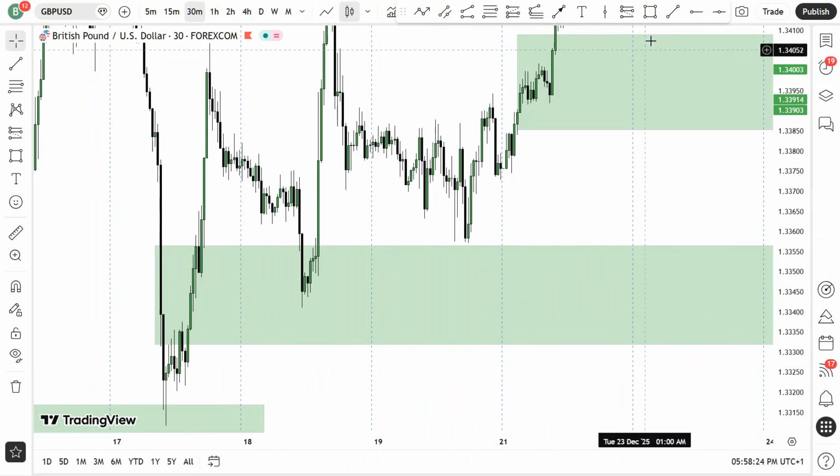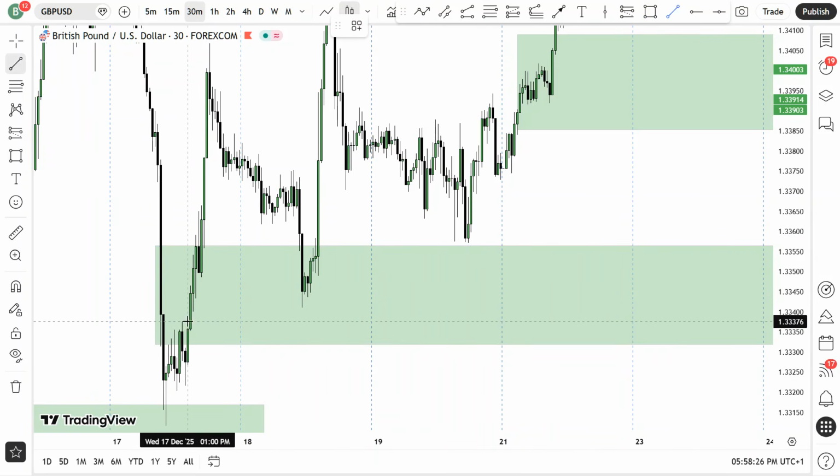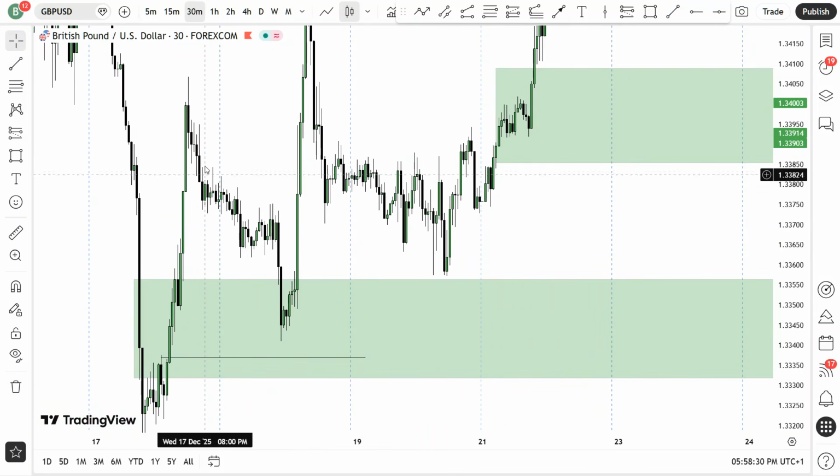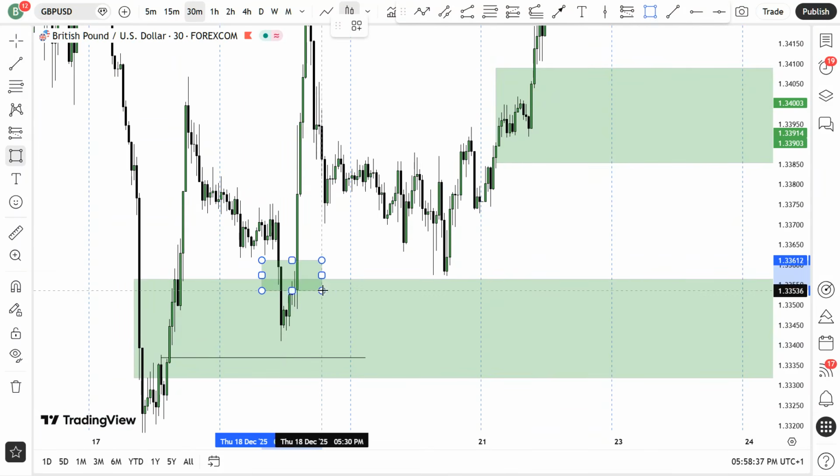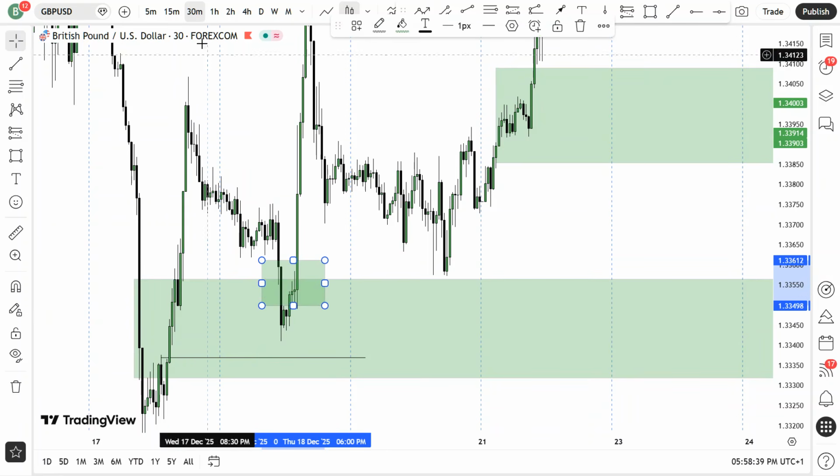Guys, refinement is not actually easy. It's for experienced traders. Yes, refine this zone. This is where this guy mitigated. Okay, let me refine this zone here. Let me mark out this guy here. I want to refine this guy.